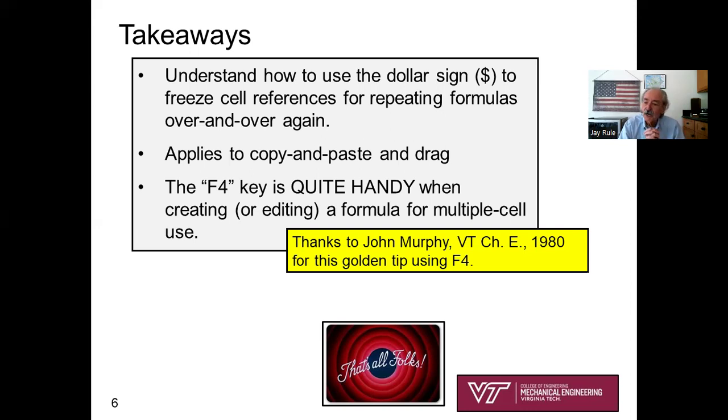And one of the students was John Murphy in the class, a Virginia Tech chemical engineering graduate from 1980. He raised his hand and said, Jay, are you familiar with using that F4 key? What? Huh? F4 key? What are you talking about? He said, well, if you edit a formula and click on the cell you're trying to put $ on, when you've clicked on that cell in your formula, just hit the F4 key and it toggles around to all the potential $ possibilities.